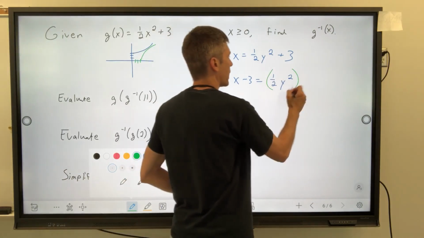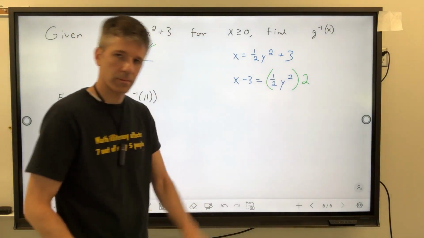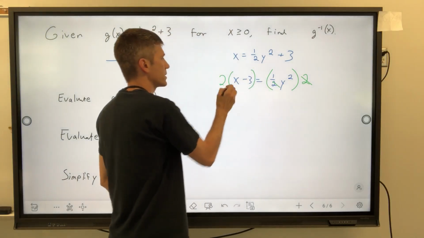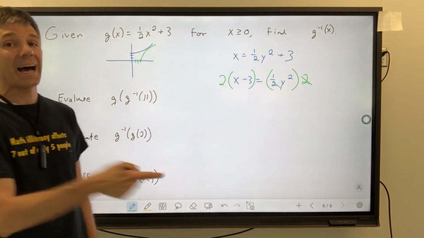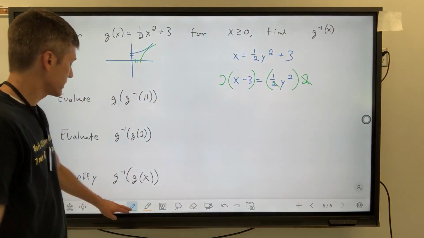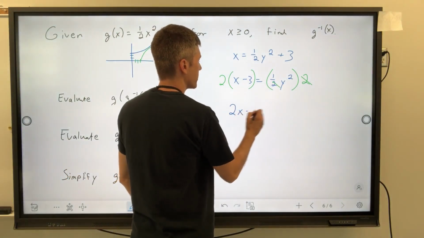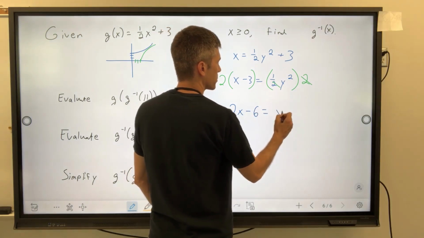We're going to multiply by 2. Multiply by the reciprocal makes it much cleaner. Trust me, I know. I do this for a living. We're going to double that side as well. Double the entire side, not just the x. I knew a guy that didn't do that once. He made a terrible, tragic mistake. 2x minus 6 equals y squared.